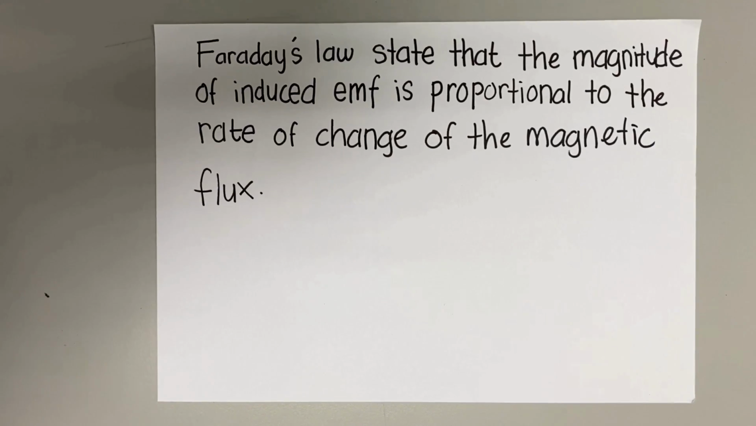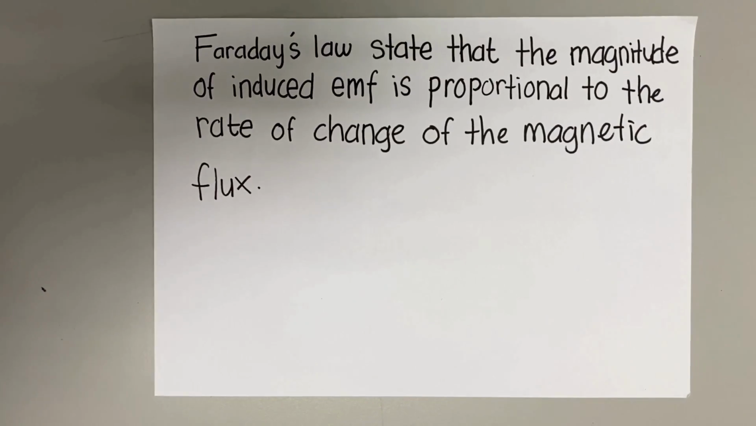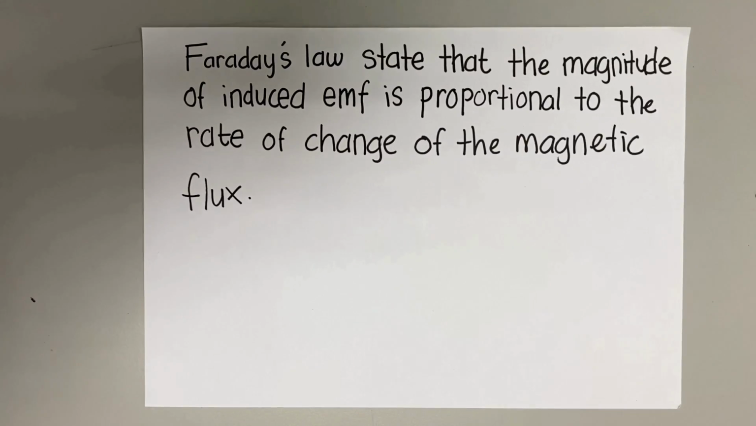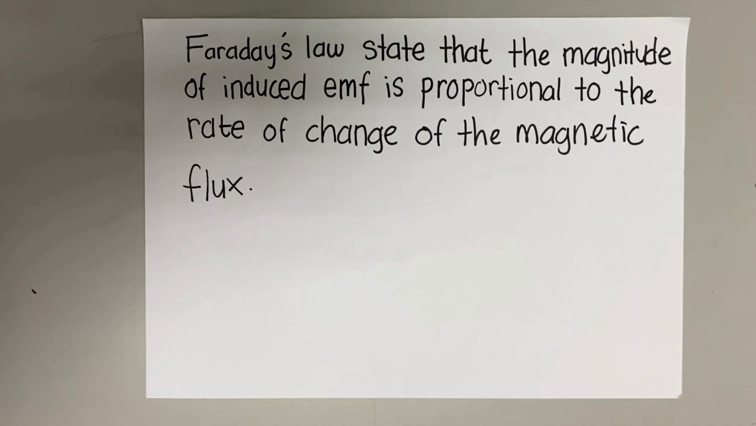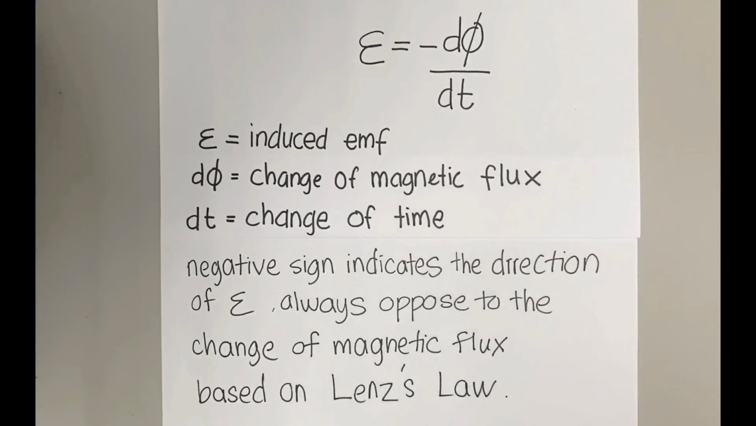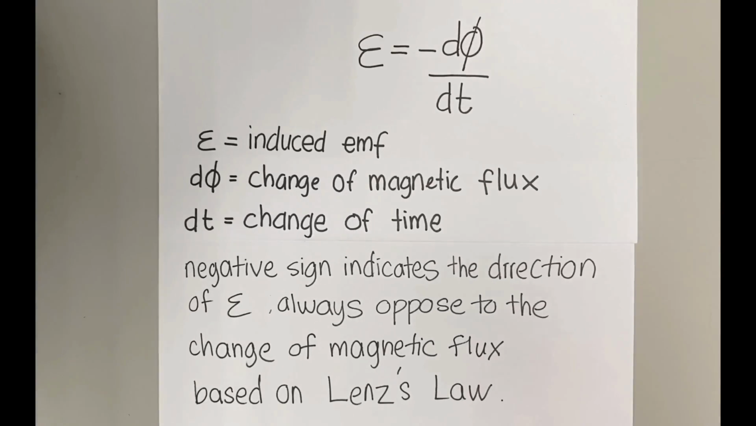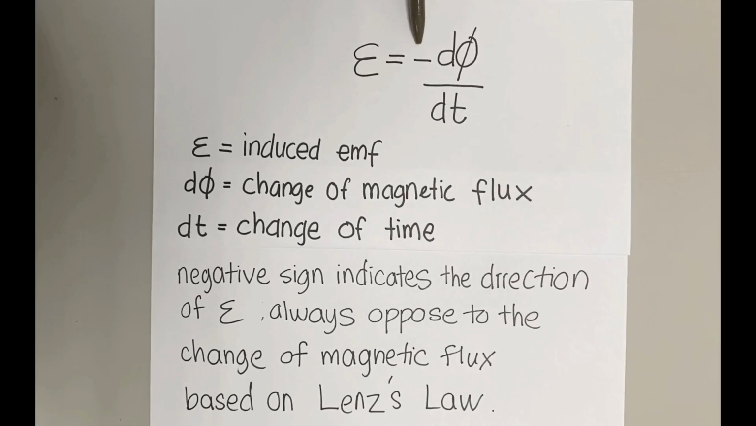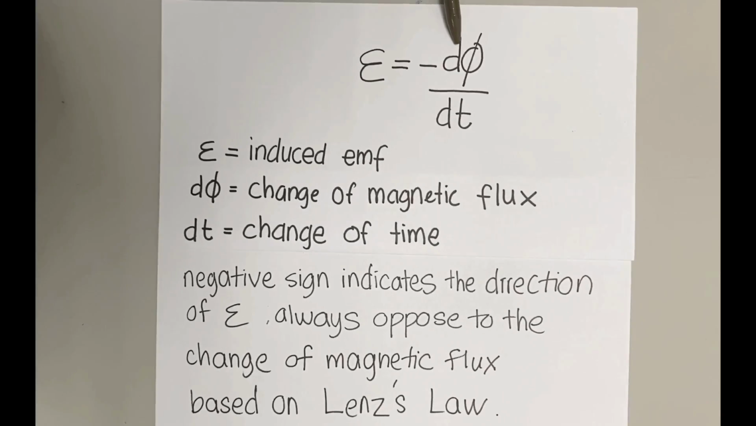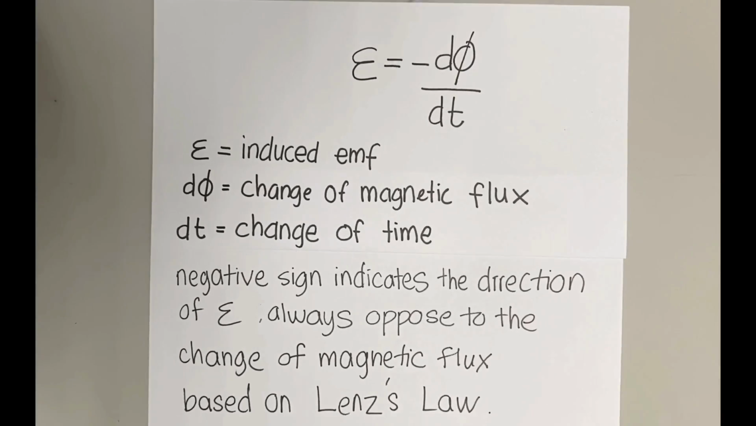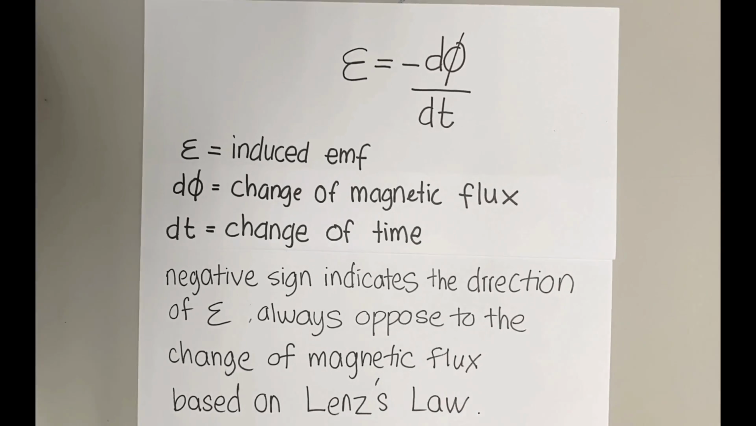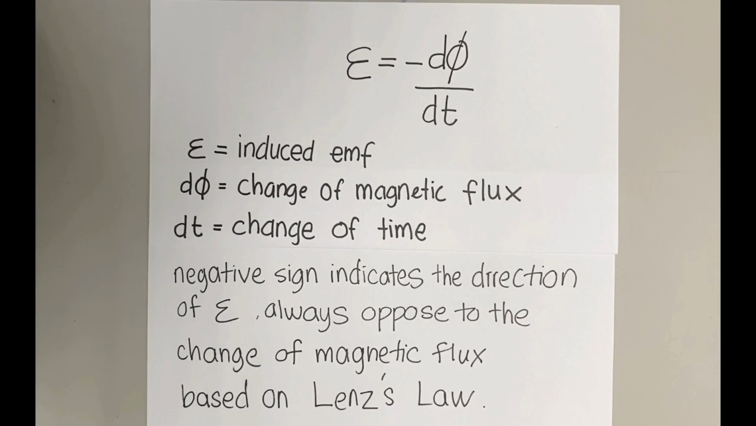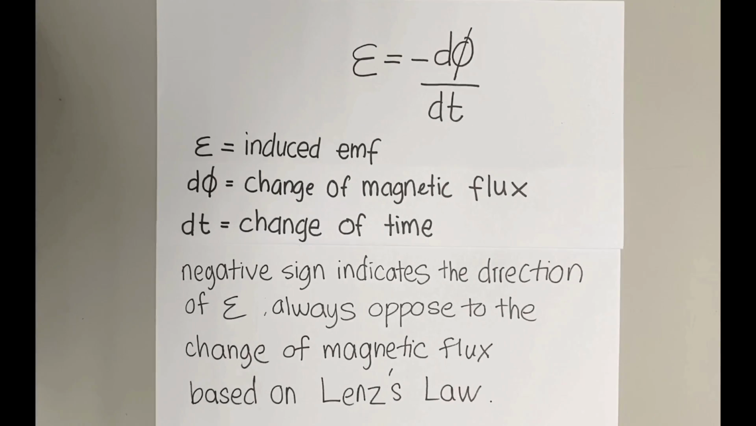Based on the experiment that we did, Faraday's law states that the magnitude of induced EMF is proportional to the rate of change of the magnetic flux. This is the equation for Faraday's law, which is induced EMF equals negative change of magnetic flux over change of time. The negative sign indicates the direction of induced EMF, always opposed to the change of magnetic flux, based on Lenz's law.